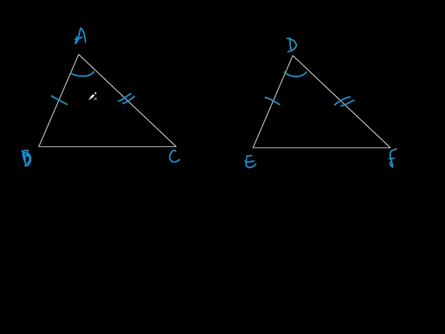But look what they give you. They give you a side, they give you an angle, and they give you another side. That's enough right there. I don't have to go any further. I don't even have to know that BC equals EF. That's all I need to know. And if that's all I know, I can say that, guess what? These two triangles are congruent to each other. Okay? That's all I had to know. I didn't have to know all 6 things. All I had to know was this, that I had a side, an angle, and a side.